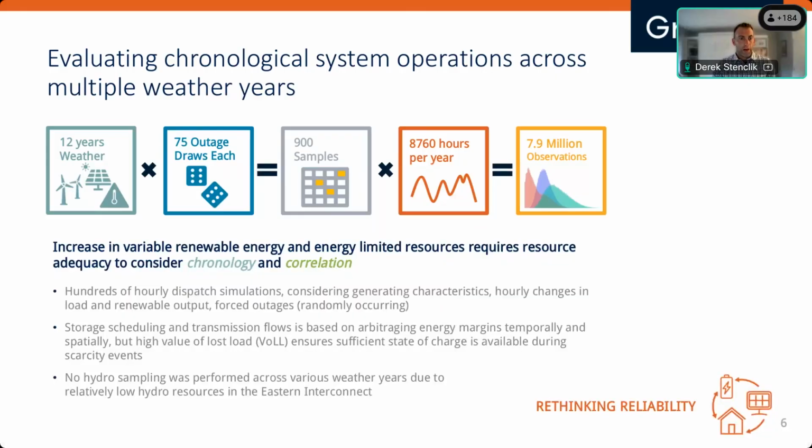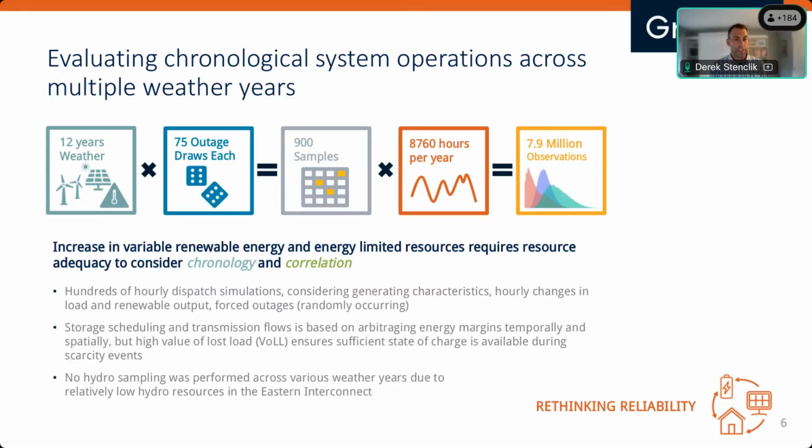So now we'll get into a little bit of the meat of how we perform this analysis. The goal of this work was to evaluate chronological system operations across multiple weather years. We looked at 12 weather years and then evaluated each of those across 75 outage draws of generator outages.